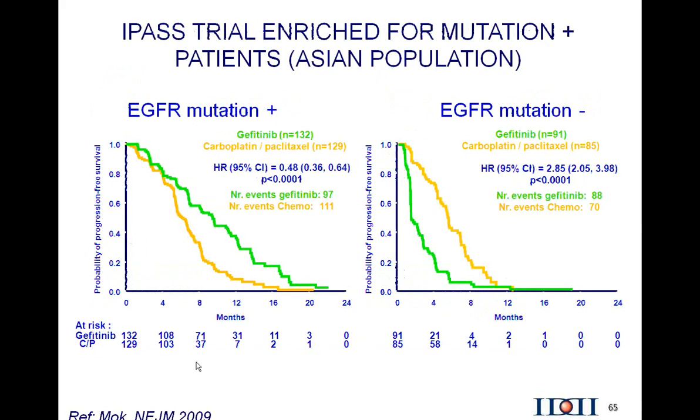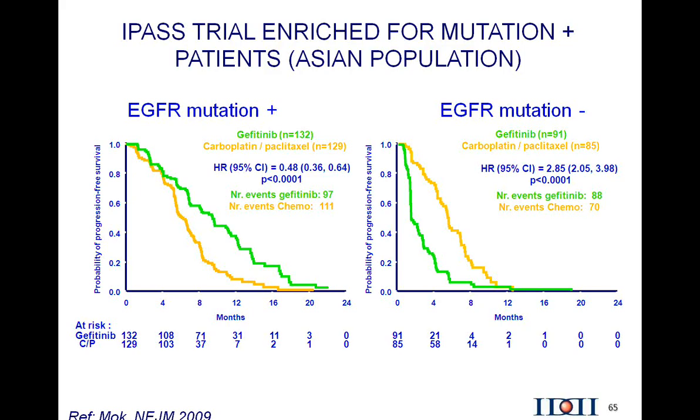Again, we're back to phase 3 now, relatively large numbers of patients, and these are confirmatory trials. A first example of such a confirmatory trial is called the IPASS trial. This was a trial of Iressa, or gefitinib, versus chemotherapy in patients with non-small cell lung cancer. And this trial was actually performed in Asia.